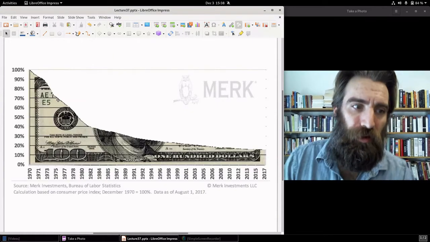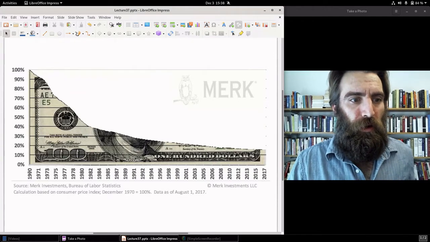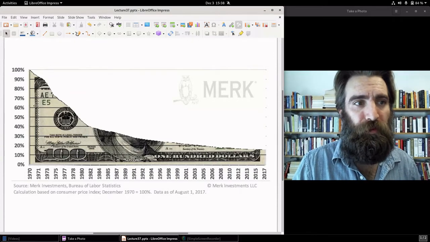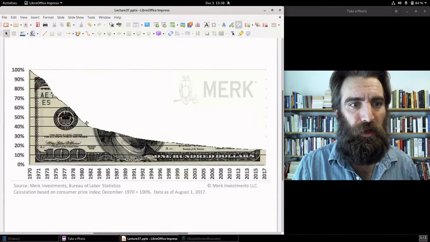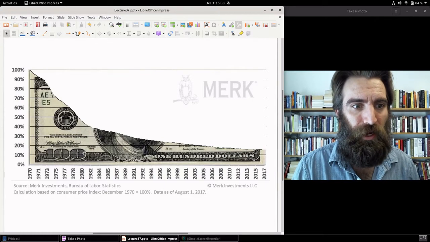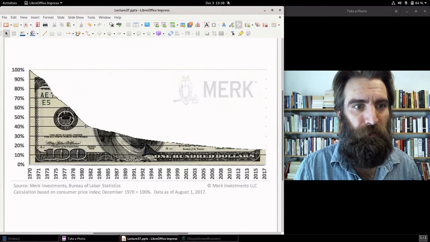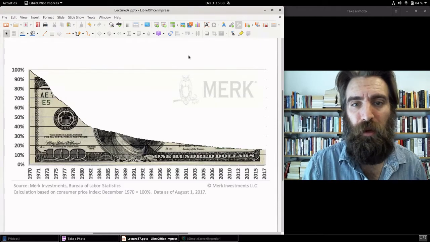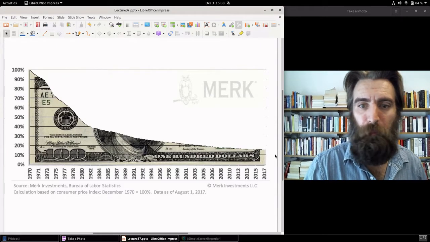And if you take a look at this graphic, this charts it from 1970. So from 1970, that's the trajectory of the dollar. Note that most of the loss took place in the 1970s. By 1980, the U.S. dollar contained only 40% of what it once did in 1970. But that's where we are today.